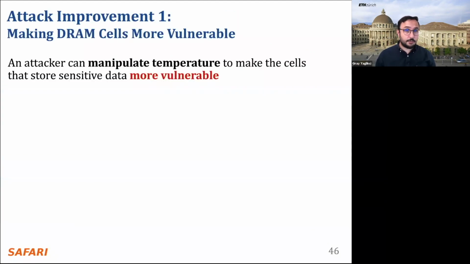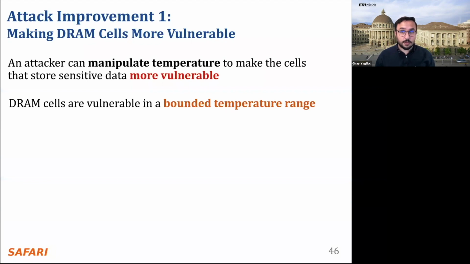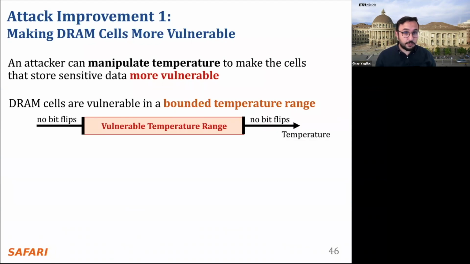In the first example for an attack improvement, the attacker manipulates the DRAM module's temperature to increase the RowHammer vulnerability of the cells that store sensitive data. We observe that DRAM cells are vulnerable to RowHammer in a bounded temperature range that we call the vulnerable temperature range. For example, let this range be from 50 to 70 degrees Celsius for the victim cells that we care about.